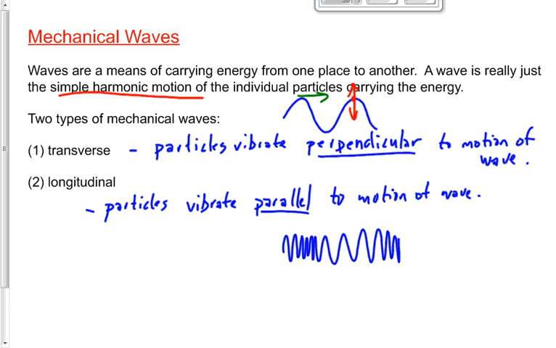that might look something like this, where the wave is going like this, and the particles are vibrating back and forth like this.